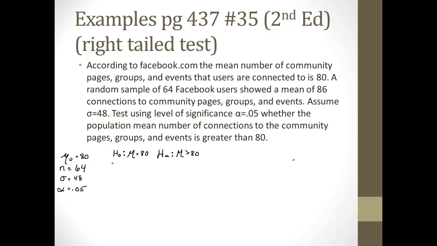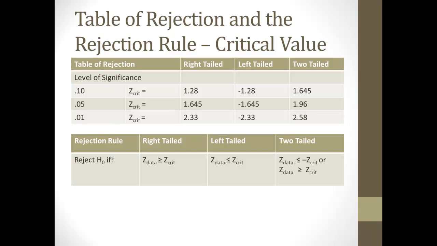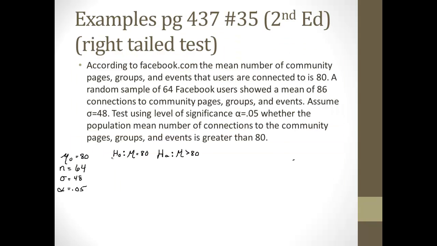Now I need to calculate our test statistic. We should figure out our crit first, our z-crit. We're dealing with level of significance 0.05, so our z-crit is 1.645. Now I need to calculate my z-data. So I know that that's 86 minus 80 divided by 48 over the square root of 64. So 6 over 48 divided by 8. 6 over 6, that's 1.